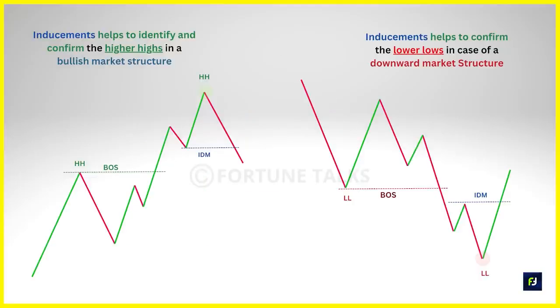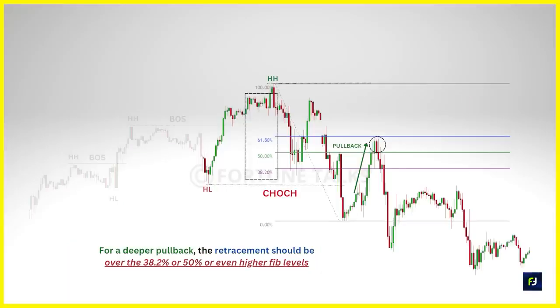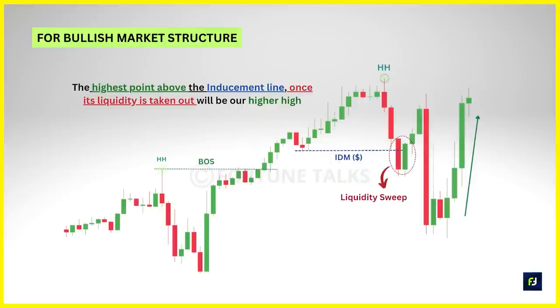Another importance of inducement is that it helps to identify and confirm the higher highs in a bullish market structure, and it helps to confirm the lower swing lows in case of a downward market structure. In the market structure mapping episode, I have mentioned that you need a deep pullback after a valid break of structure to confirm your higher highs in case of a bullish trend, and also to confirm your lower swing lows in case of a bearish structure. I asked you to use Fibonacci retracements to identify deep pullbacks, but this is a time-consuming process. So a rather simple hack is just to identify the valid inducement level.